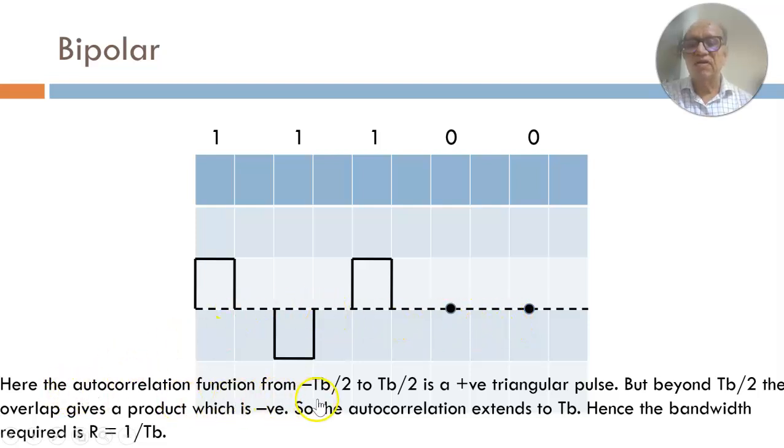Here the autocorrelation function from minus TB by 2 to plus TB by 2 is a positive triangular pulse as before. But beyond TB by 2, remember for polar or on-off signaling, the autocorrelation was becoming 0. But here it doesn't become 0 because it is known that the next one is going to be a negative pulse. So now positive multiplied by negative will give you a negative component. So the autocorrelation now extends to TB. Hence the bandwidth required is R, that is equal to 1 by TB.